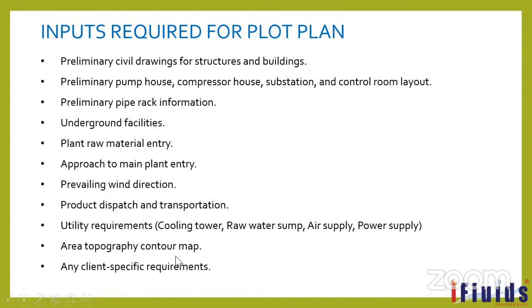Like utility requirements: cooling tower, whether it is coming or not, raw water sump is there or not, because the raw water sump and cooling tower will occupy more space. So we need to check beforehand whether our process unit requires a cooling tower or not, whether it requires a raw water sump or not. Otherwise we can go for a tank, or we have to go for an RCC concrete sump. All that is based on our process. If it is a power plant, raw water is the main thing, so we have to give more space for raw water, same as for the cooling tower.